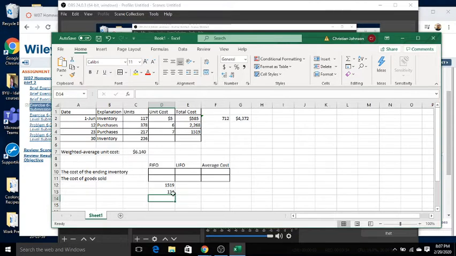And then once we've multiplied these, we must now add these together. And the answer, the cost of ending inventory, is $1,633.